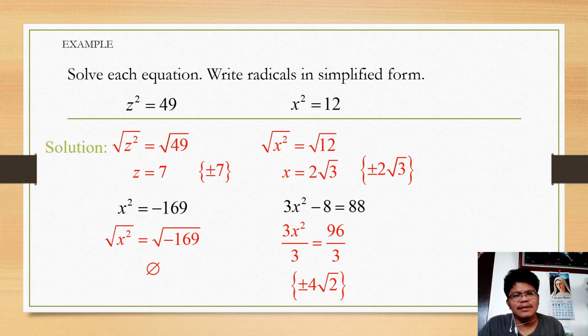Why does it become plus and minus 4 square root of 2? Because there are factors of 32, which are 16 and 2. And the square root of 16 is 4 and the square root of 2 is the square root of 2. So the answer now is plus and minus 4 square root of 2.